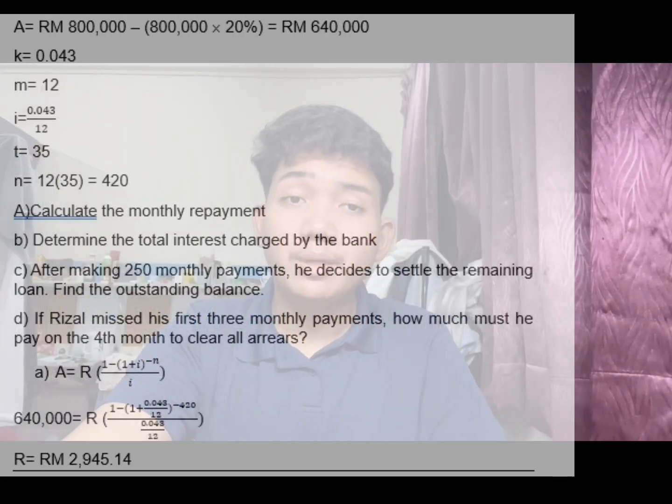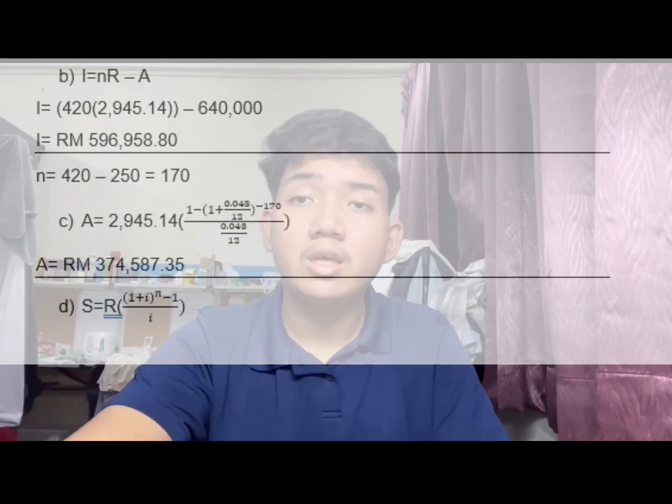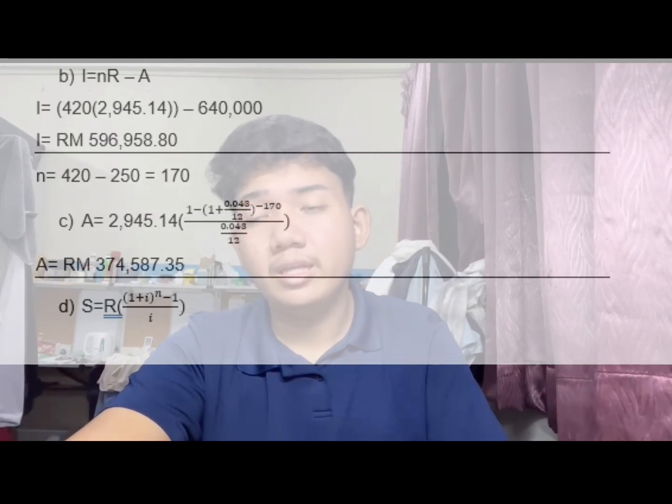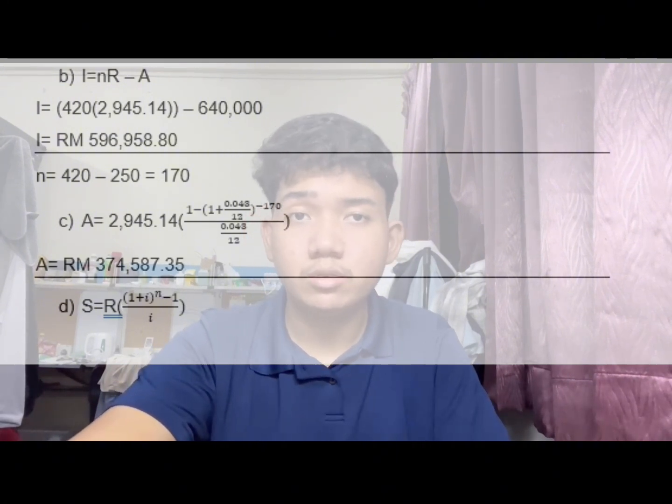Determine the total interest charged by the bank. The formula that we use is I equals nR minus A. Next, I equals 420 times 2,945.40 minus 640,000, and the interest is RM 596,958.80.